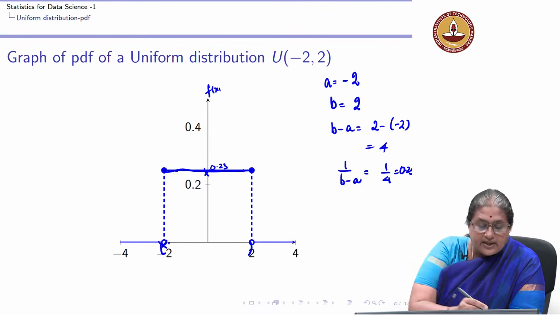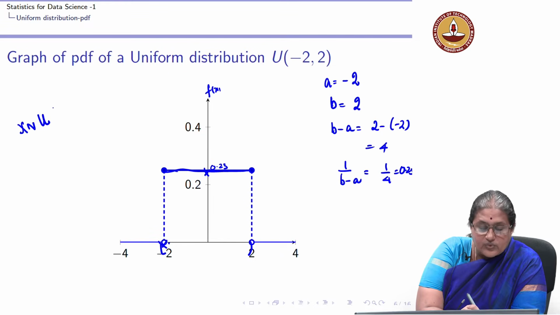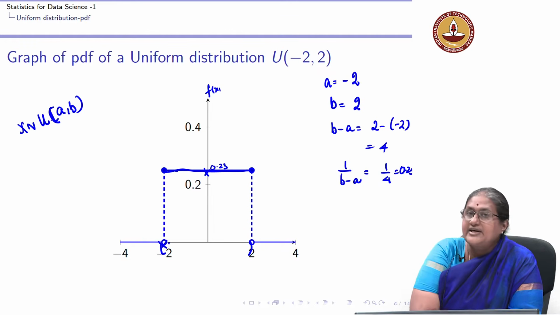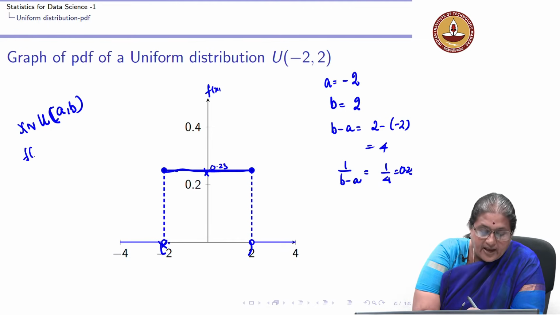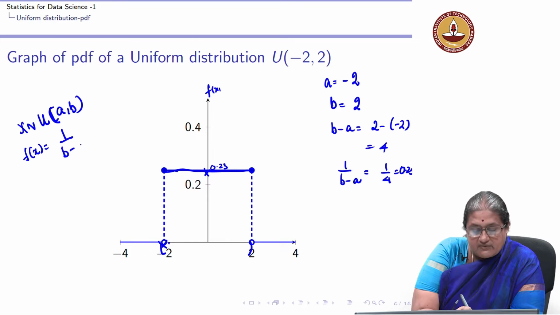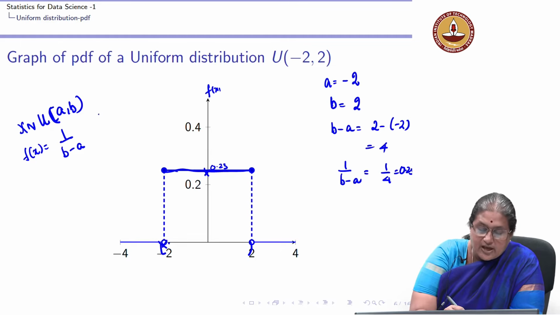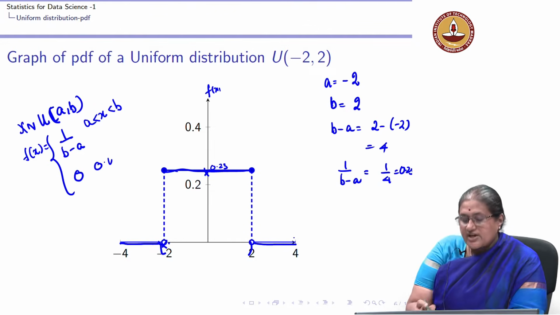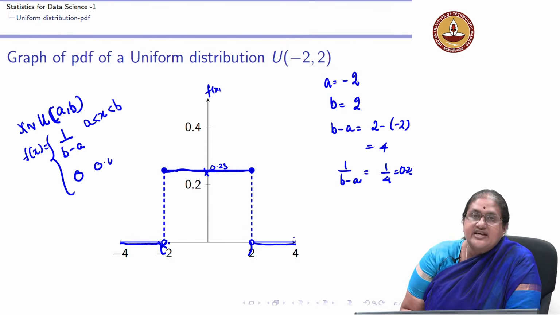So, in summary, if x is a uniformly distributed random variable in an interval a to b, I am not making a distinction, I am going to represent it as an open interval a to b. Some books represent it as a closed interval a to b. I have a probability density function which takes the value 1 over b minus a for x lying between a and b, and 0 otherwise. So, it is taking the value 0 outside the interval, and within the interval it is taking the value 1 by b minus a.